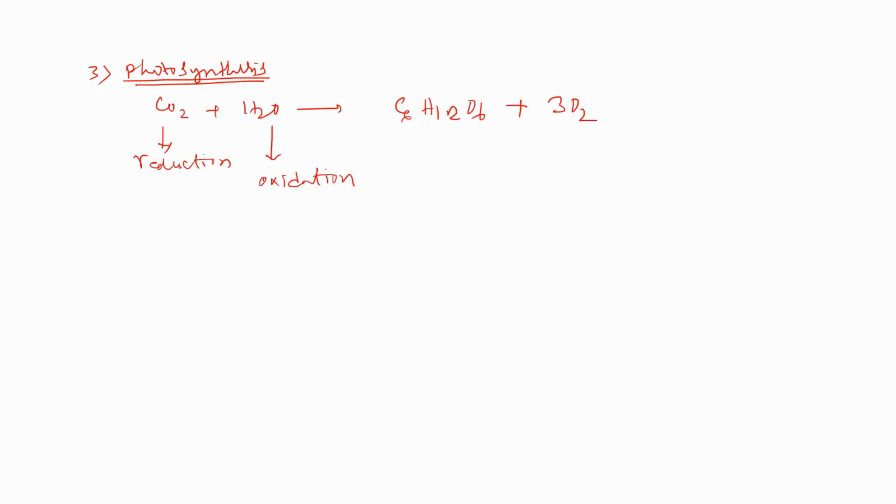So basically two reactions are happening here. One is the reduction, another is the oxidation. And these two reactions are happening simultaneously. So we can say it is a redox reaction. It is a redox reaction which is happening in our lifestyle in nature as a photochemical reaction. So these are the applications and examples of the redox reaction which are happening in our nature.